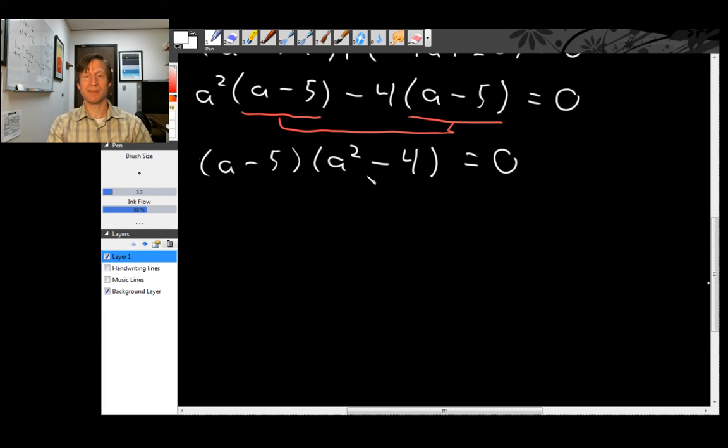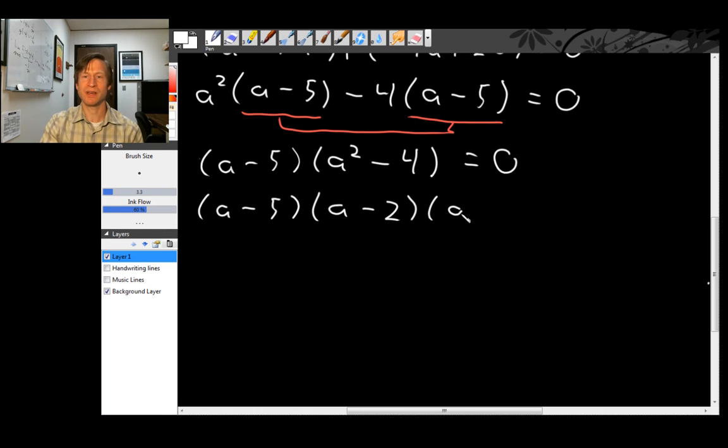The second piece here, a squared minus 4, that's a difference of squares, so this will factor even further. So the a minus 5 we'll leave alone for now, and then a squared minus 4, that's a minus 2 times a plus 2, like this. All right, now we have our polynomial on the left factored, and since it's equal to 0, we can use the zero product property. The zero product property says that one of these factors has to be 0.